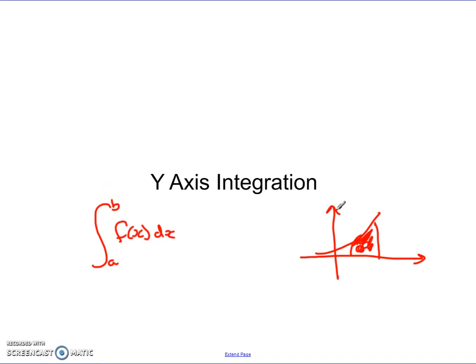However, what happens if we want to switch that around? What happens if I want to take a curve and find the area not between it and the x-axis, but here, between it and the y-axis? How do I approach a question like that? Well, that's what we're going to look at in this video here on y-axis integration.